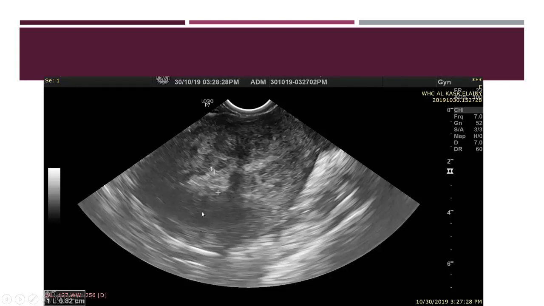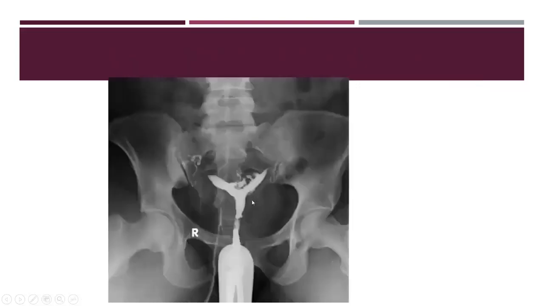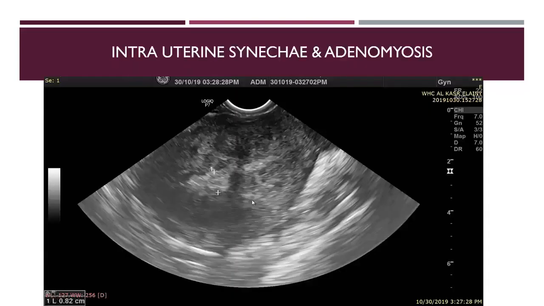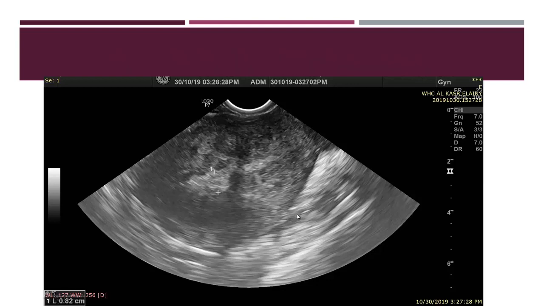intrauterine synechia. Note here, this is the normal endometrium, and there is constriction by a hypoechoic band here. So it causes cicatricial contraction of the uterine cavity. So the uterine synechia could mimic in some parts a duplicated uterine cavity. So this is intrauterine synechia and adenomyosis. This is also the subendometrial cysts and the heterogeneous myometrium. So we have here intrauterine synechia together with adenomyosis.